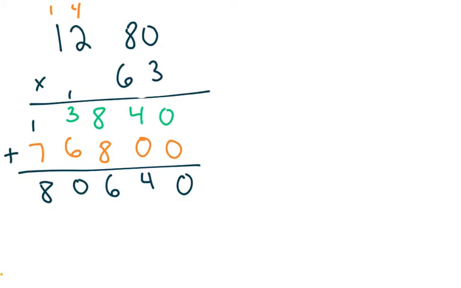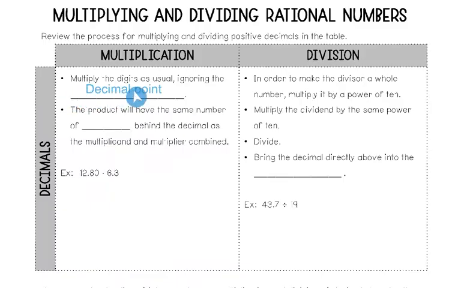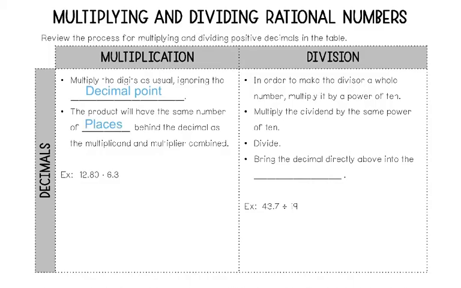Remember, when we started out, we had a decimal point in the 12.8 and the 6.3. We ignored it for the first step. So now we have these numbers and we don't know how to read this yet. So we're going to go back to our instructions and finish this out. So the first step was to multiply the digits as usual, ignoring the decimal point. The product will have the same number of places behind the decimal as the multiplicand and the multiplier combined. I hope I said that word right. Multiplicand and multiplier are these two numbers, the two numbers that you're going to multiply to get your product. So the numbers that you're multiplying.